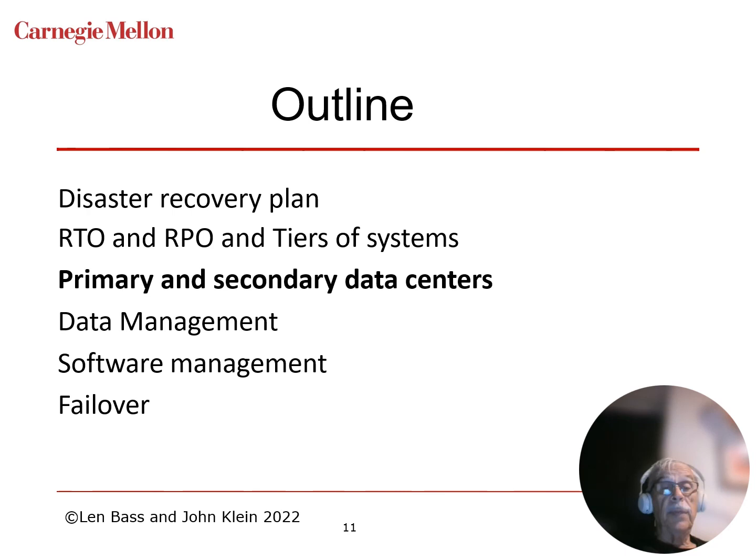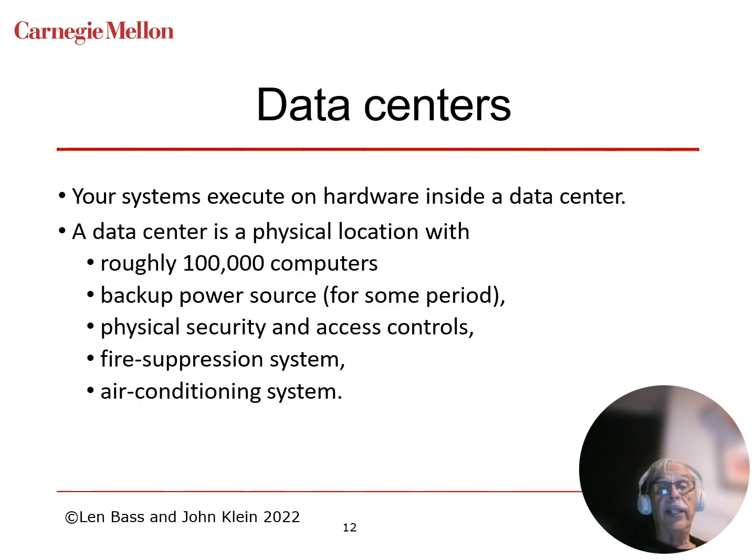Okay, let's move to the notion of primary and secondary data centers. So a data center is a collection of computers, backup power source, physical security and access controls, fire suppression, air conditioning. We talked about this when we talked about the cloud structure. And so if the data center goes down, then none of these are available in that physical location.